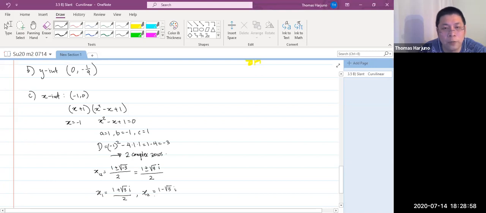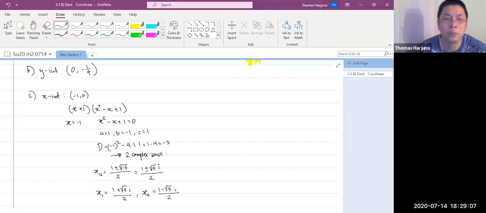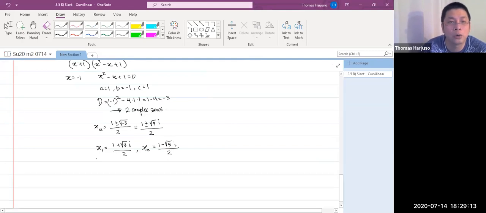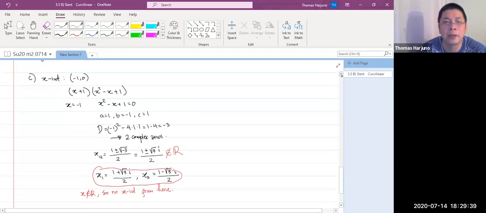In other words, if you have any non-real complex zeros, or maybe irrational zeros, then those zeros have to come in pairs. Because they are not real numbers, there is no x-intercept from this branch. We have only one x-intercept in this case.